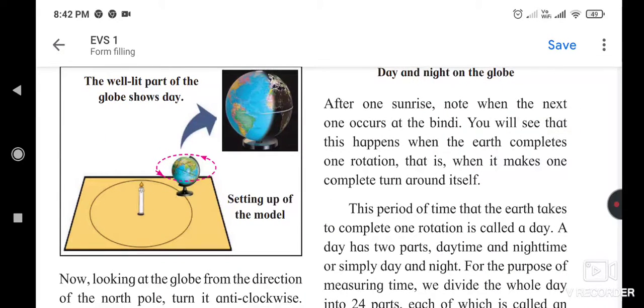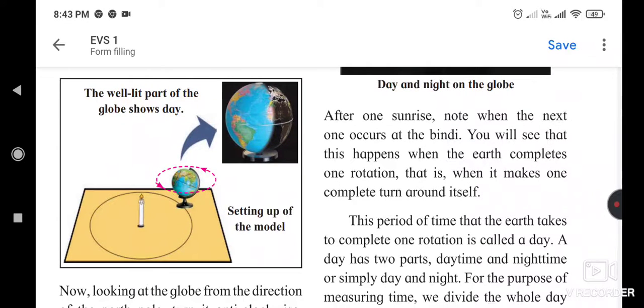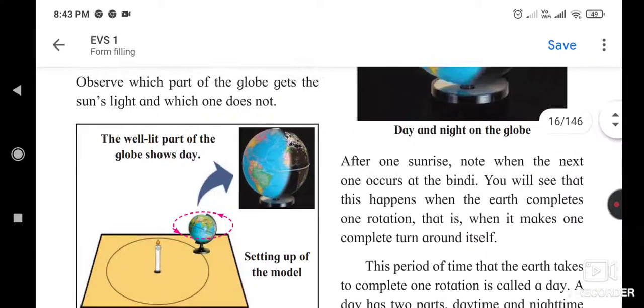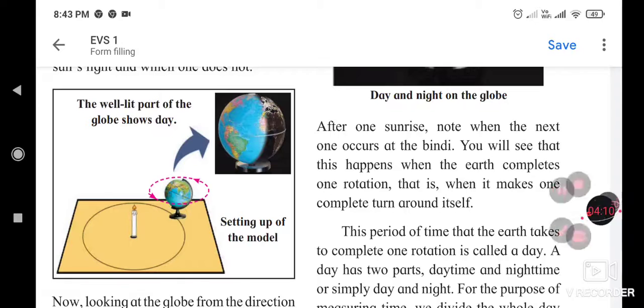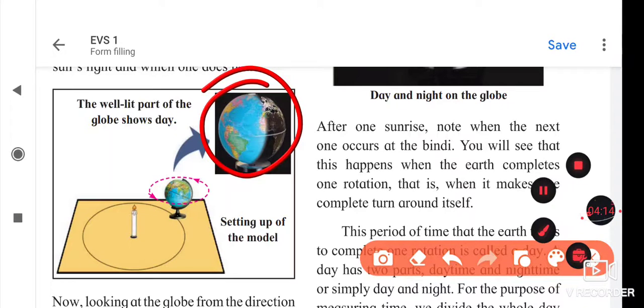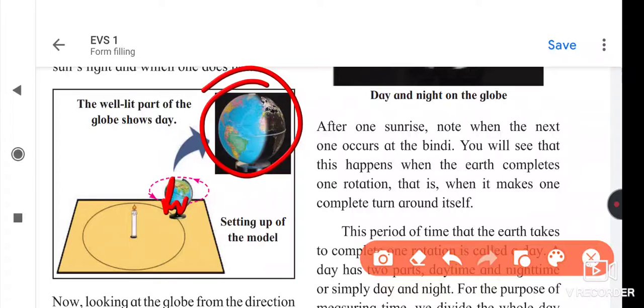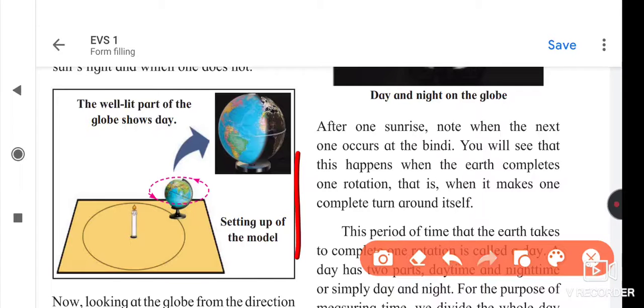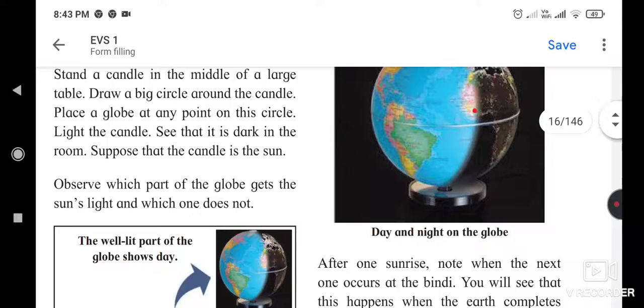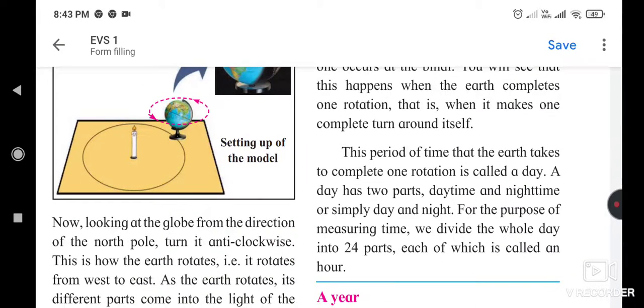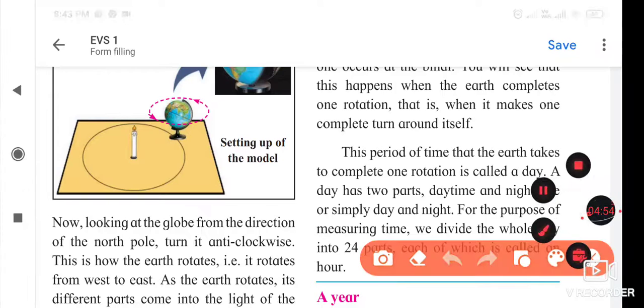Look, here we have an activity of the day and night of the globe. Here we see this picture of the earth like this. This side is daytime, and behind this it experiences night on the earth. The period of time that earth takes to complete one rotation is called a day. So here we find the definition.